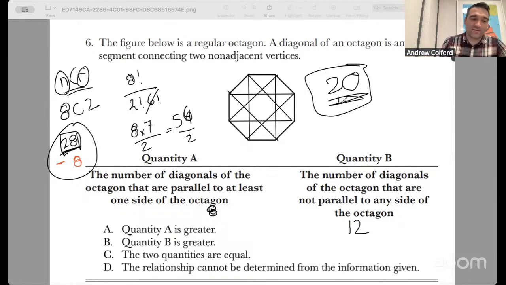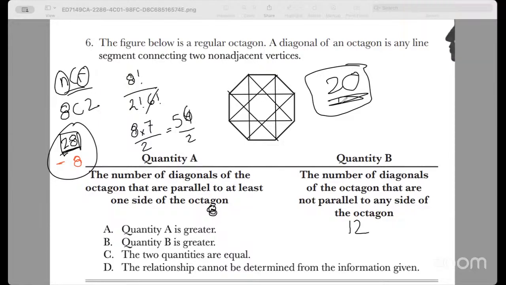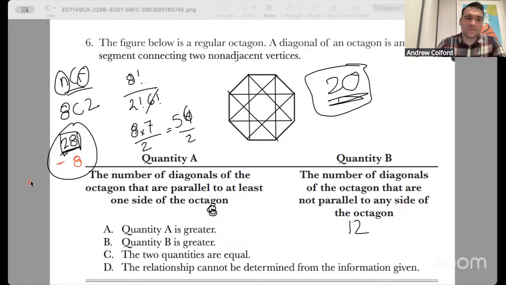I don't love that way. I think it's needlessly complicated. Any questions on that, Anne? Yeah, that makes sense. All right. Let's keep rolling here.